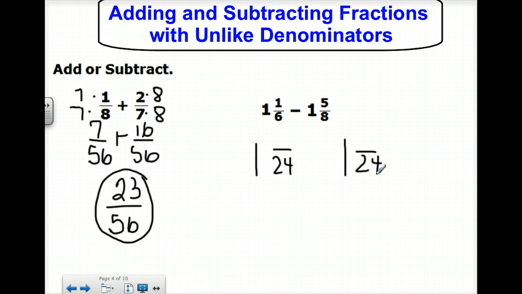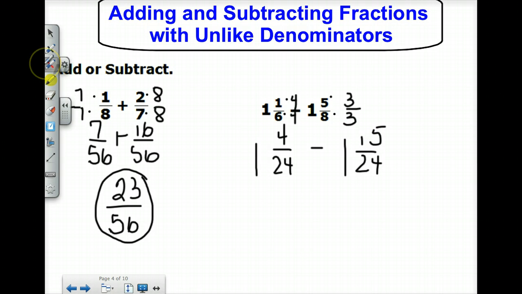So what are we going to multiply 6 by to make 24? Well, 6 times 4 makes 24. So 1 times 4 is our new numerator of 4. Bring down my subtraction sign. And 8 times what number made 24? Well, that was 3. Notice, what is this fraction equal to that I am multiplying the numerator and the denominator by?